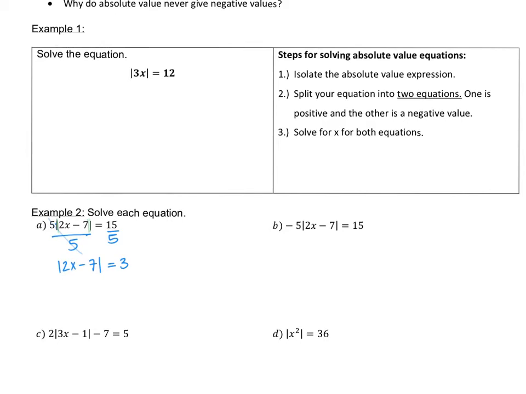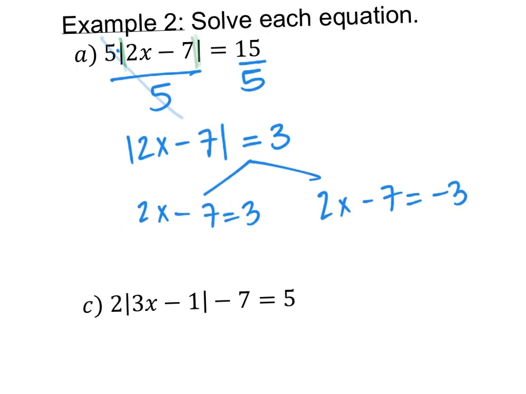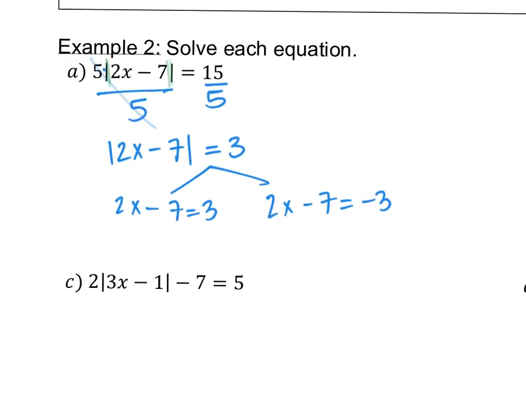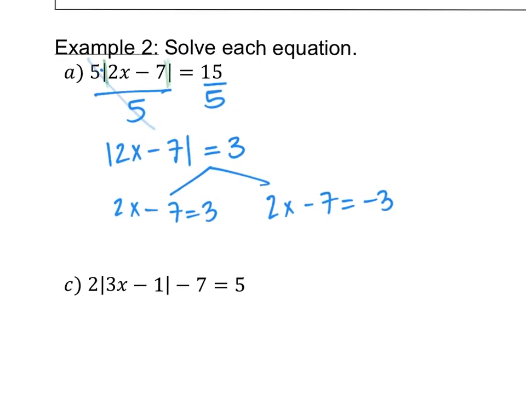So in this case, I'm going to split. This will be 2x minus 7 equals positive 3, and the other one will be 2x minus 7 equals negative 3. So I've split them. Now all I have to do is step 3, which is to solve for the x or the variable. So I'm going to go ahead and zoom in so that I can see that a little bit better.